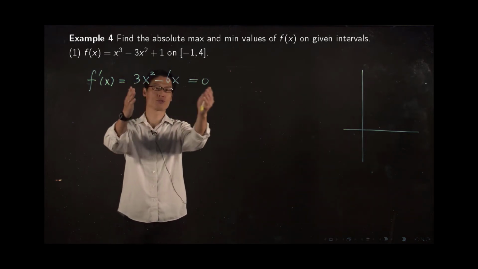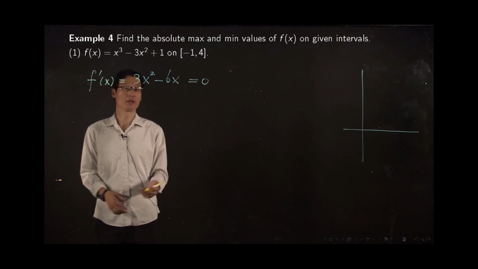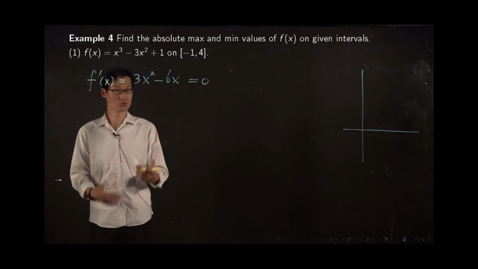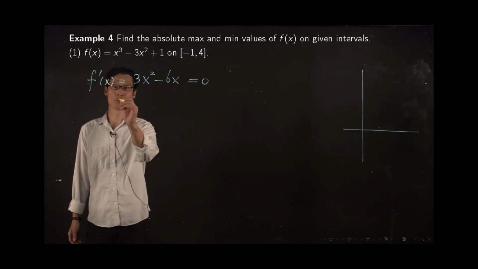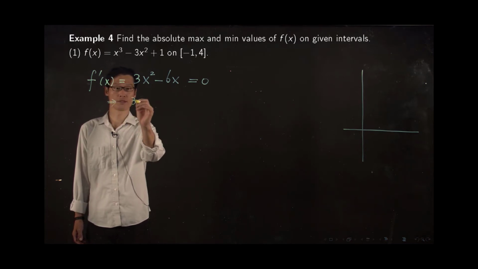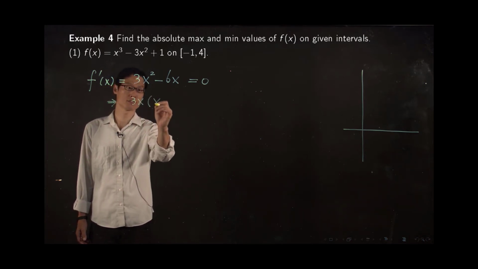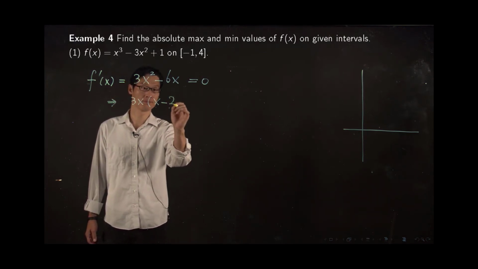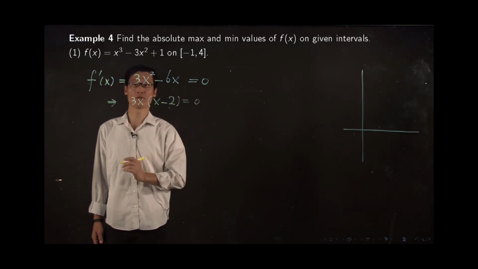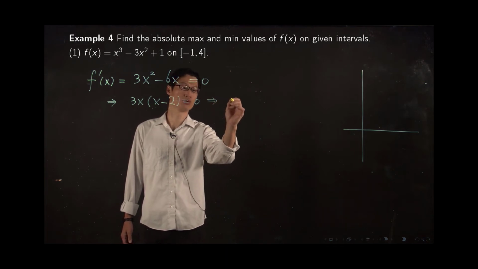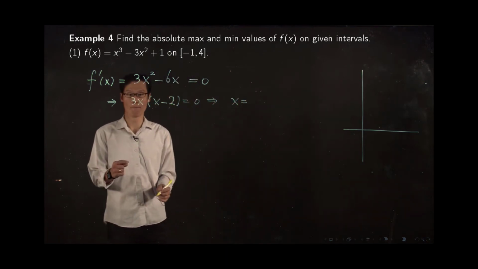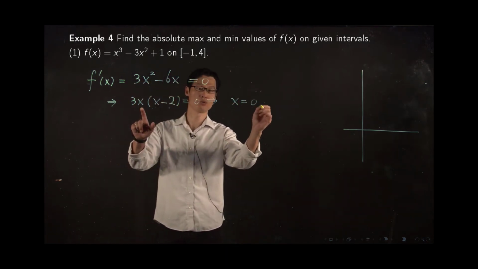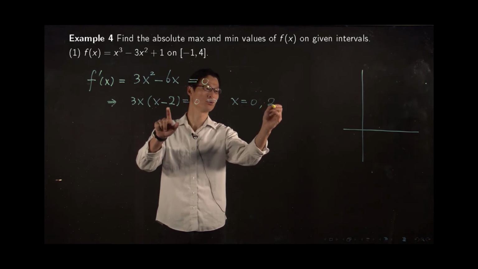Basically, you solve this quadratic equation, and you can use the common factor, which is 3x. What's left is x minus 2. So that means we have 2 critical numbers. One is 0 and then 2.